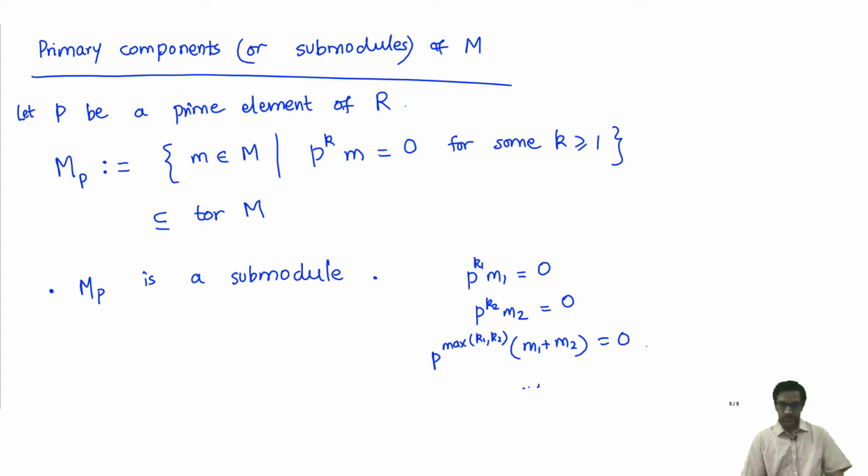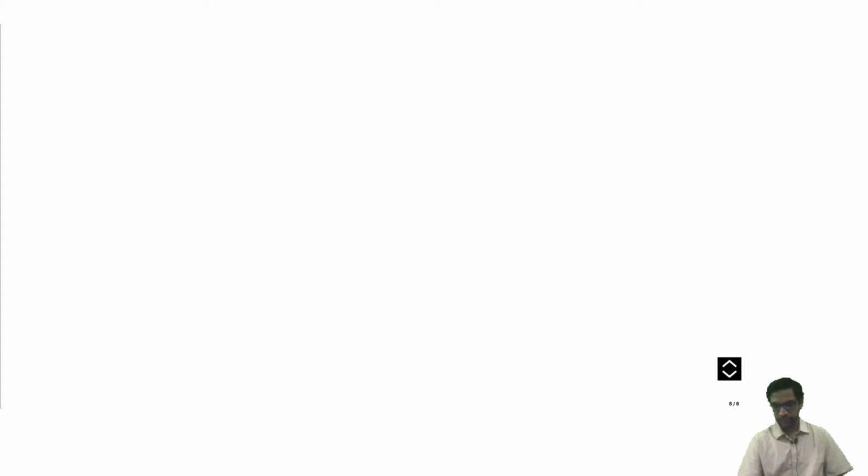Okay, and this submodule is called the p-primary component. So this is for the fixed prime p. This is called the p-primary submodule or the p-primary component of M. It's really a submodule of Tor(M) rather than all of M.